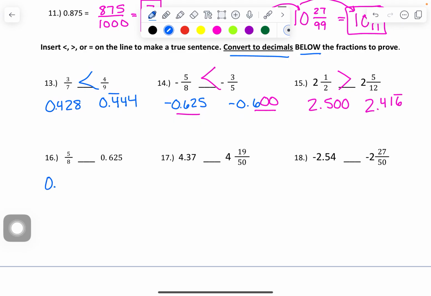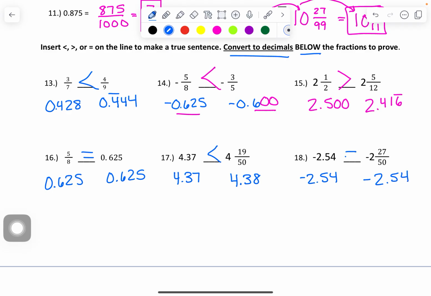5/8 is 0.625, which also happens to be the decimal that they gave us. So that means that these two are equal to one another. 4.37 is already written as a decimal. If I take 19/50ths, I will find that that is 4.38. 4.38 is slightly larger than the 4.37. Here again, we have some more negatives, negative 2.54. And again, 27 divided by 50 is also 0.54. So these two negatives are actually equivalent to one another, right?